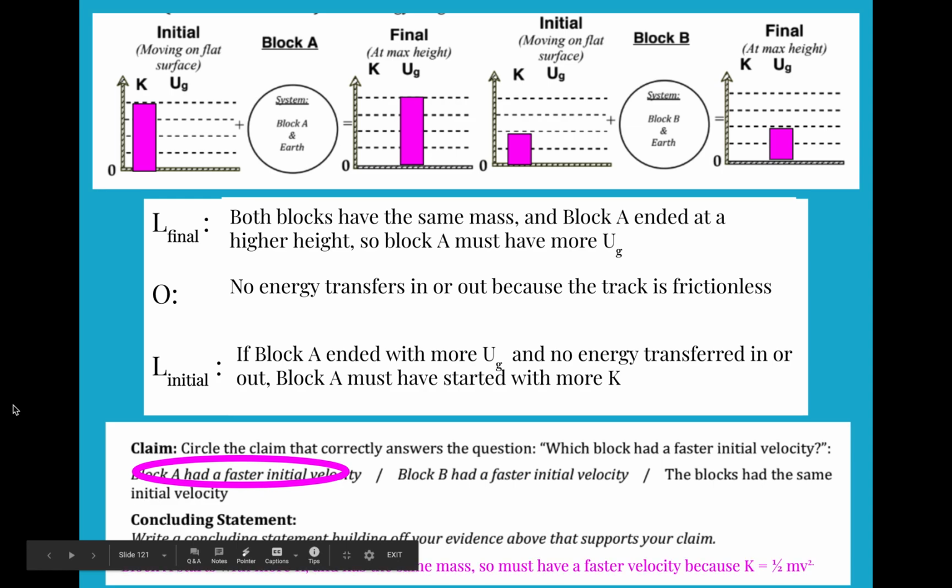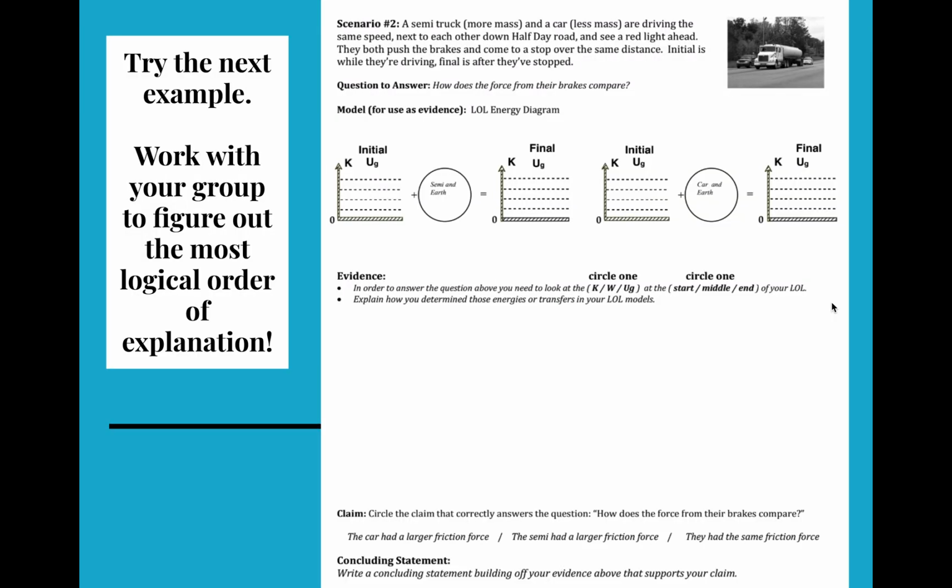Sorry about that. My concluding statement should say, block A starts with more kinetic energy, and it has the same mass, so it must have had a faster initial velocity. And that's because kinetic energy is related to mass and velocity. Flip over to the next page and try this example. You can pause the video while you're making your attempt.